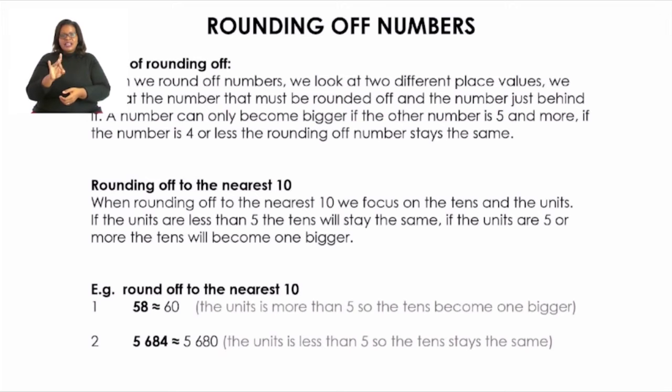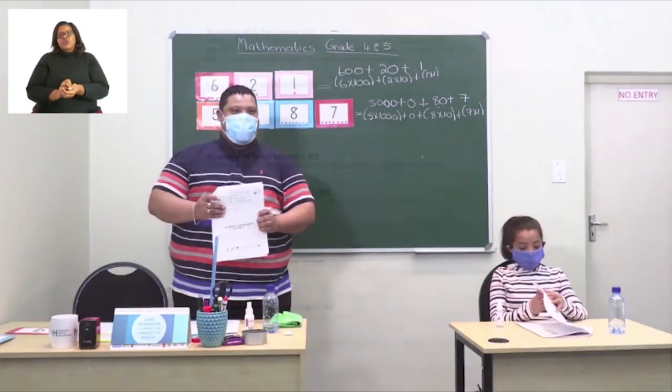Example 2. 5,684 rounded off to the nearest 10. We first need to find the number in the 10th place, that is the 8. So we will focus on the 8 and we will focus on the 4. Then we read in brackets, the unit is less than 5, so the 10 stays the same, meaning the unit cannot change the 8. So the 8 will stay the same, and 5,684 rounded off to the nearest 10 becomes 5,680.